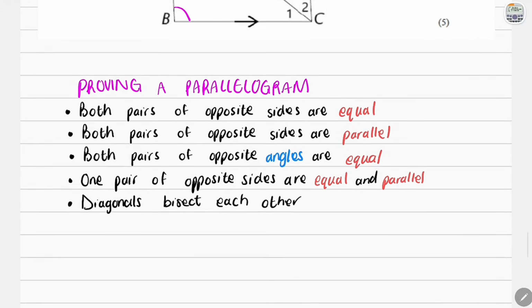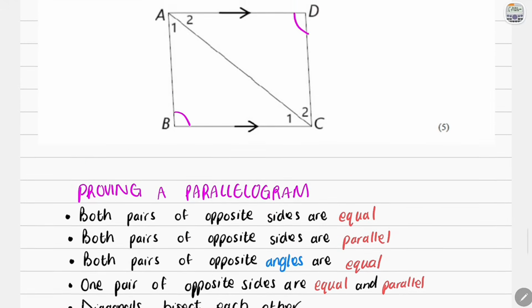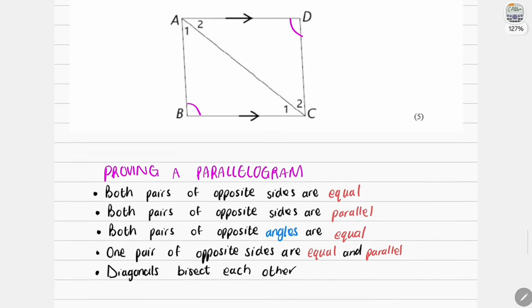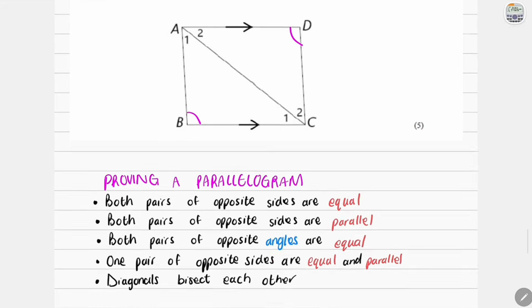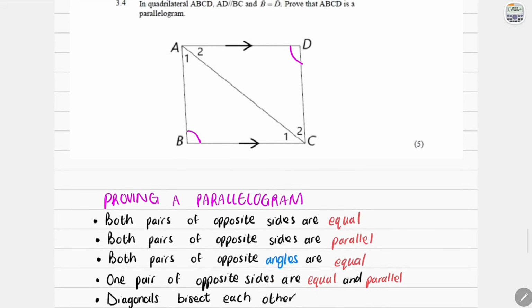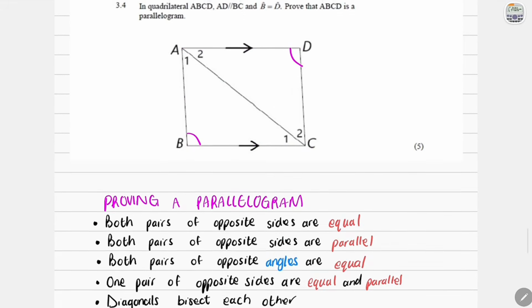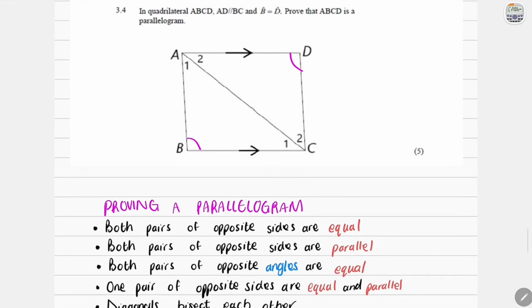Okay, so these are the 5 ways we can prove that a quadrilateral is a parallelogram. So with this, let's just think about what we could do here. We could either decide to go with both pairs of opposite sides are equal. And so that would mean that you would have to prove that this side is equal to this side, and then this side is equal to this side, which we can do. All of these things are actually quite simple to do once you get the main thing that just needs to be done for this to be true.